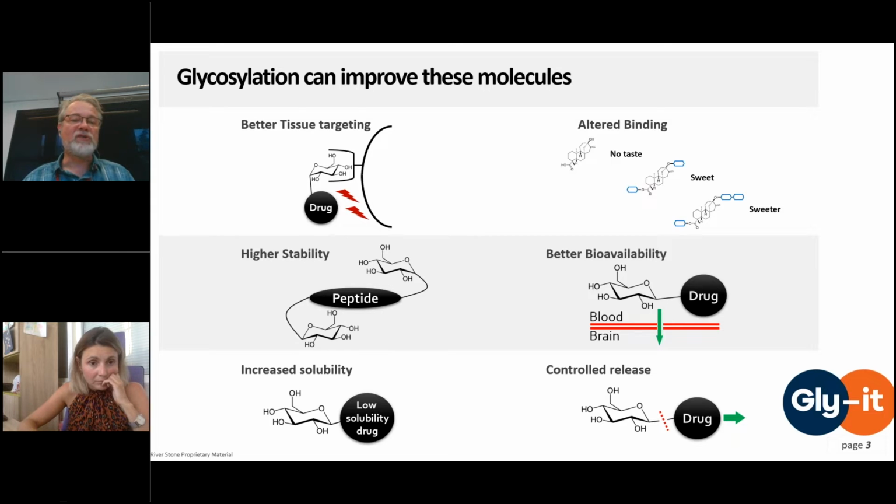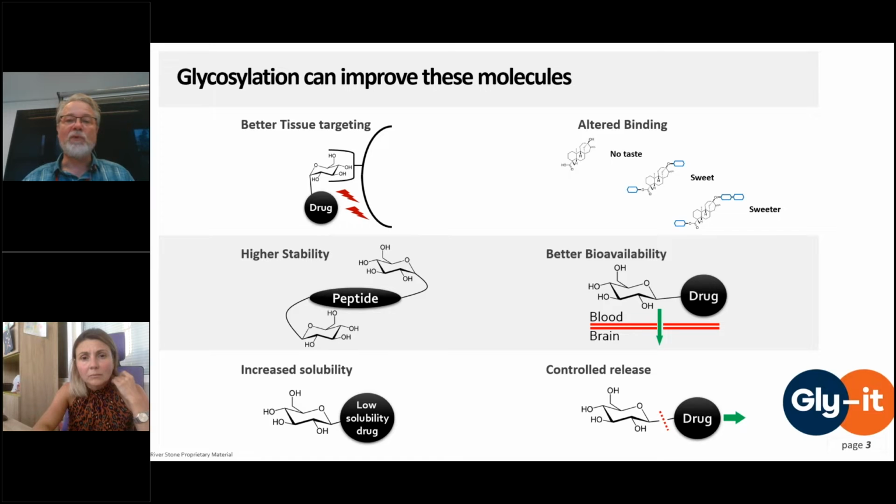If you go up one more step, you can also imagine, and in some cases it's been shown, that you can do tissue targeting. That is because certain carbohydrates are the epitopes recognized by human receptors and animal receptors in general. If you go to the right on the top, you can get altered binding on mammalian receptors, and by altered binding, of course, you get a changed functionality.